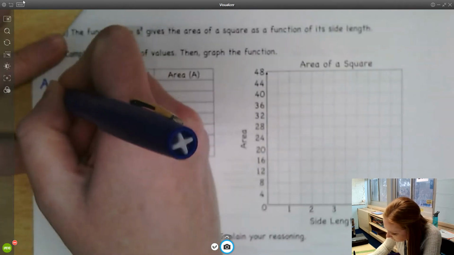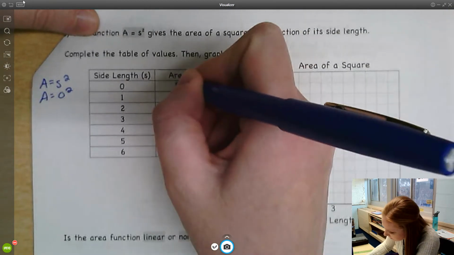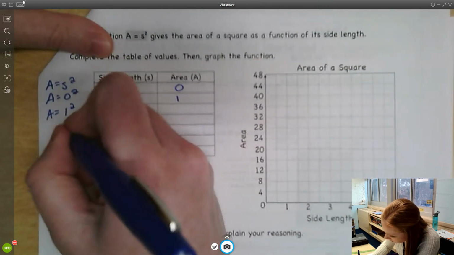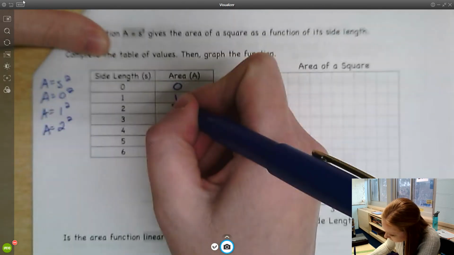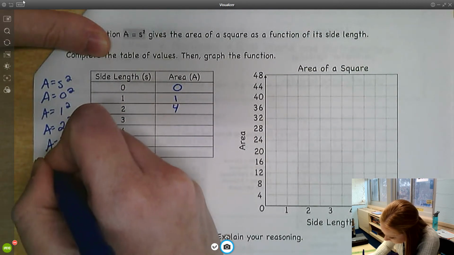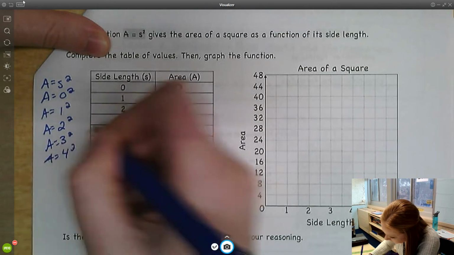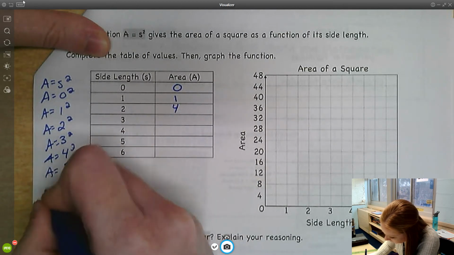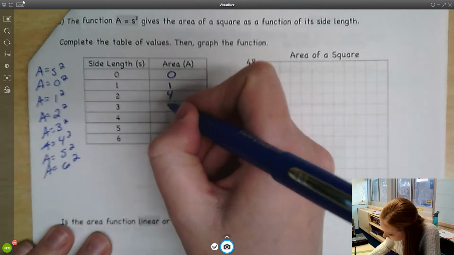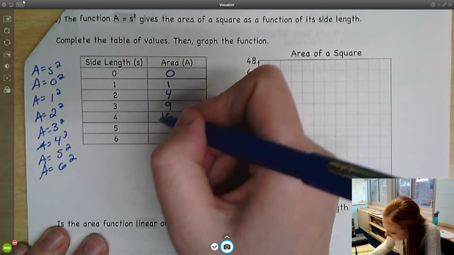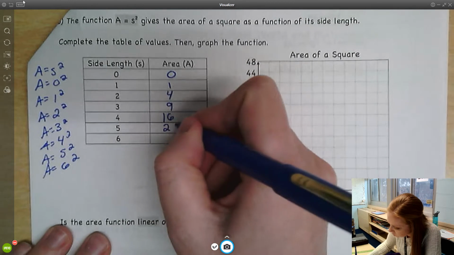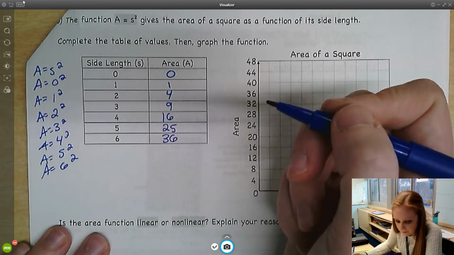So what if the length of the side is 0? Well, 0 squared, that's just 0 times 0. Let's try 1. 1 squared is 1. What about 2 squared? Well, that's 4. 3 squared, 4 squared, 5 squared, and 6 squared. Well, let's see. 3 times 3 is 9. 4 times 4 is 16. Remember, squared just means you multiply that original base number by itself. 5 times 5 is 25. 6 times 6 is 36.